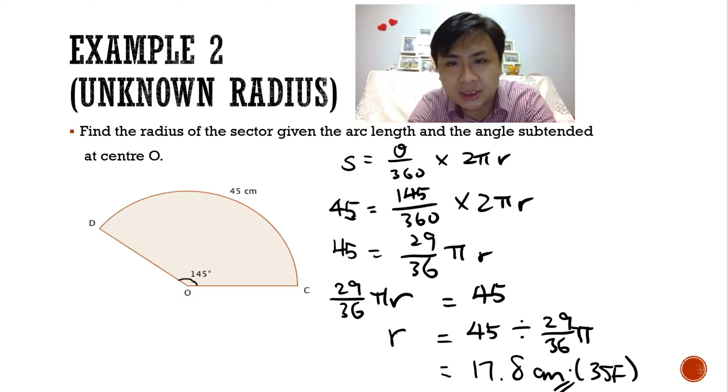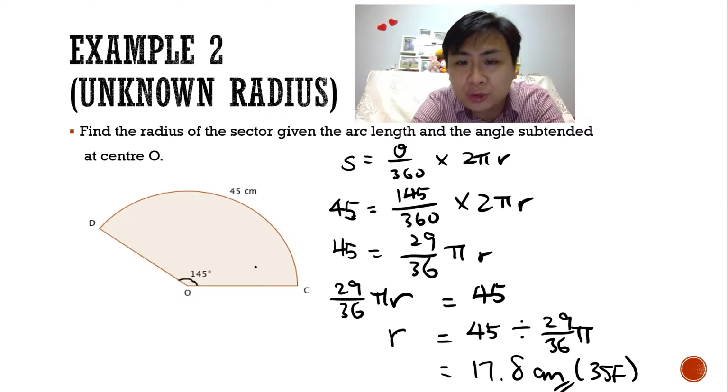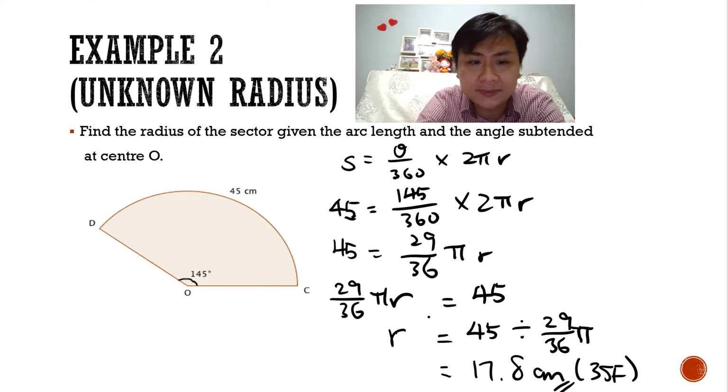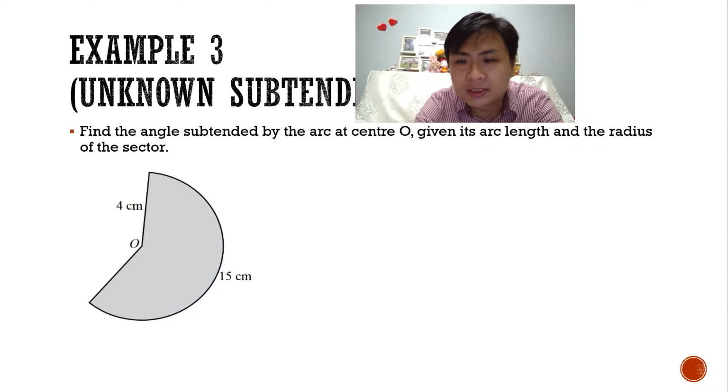Right, okay, so just a quick recall again. To find our unknown radius for this question, we'll first write down the formula for arc length. Right, and we will put in all our given values, the arc length as well as the subtended angle. Then after that we will just calculate all the numerical values, and we'll simplify it in the form 29 out of 36 pi. To find the value of r, we'll just take 45, divide by all these values in front of r, or the coefficient of r for that matter. Right, so r will be equals to 17.8 centimeters. Right, let's take a look at the next example.